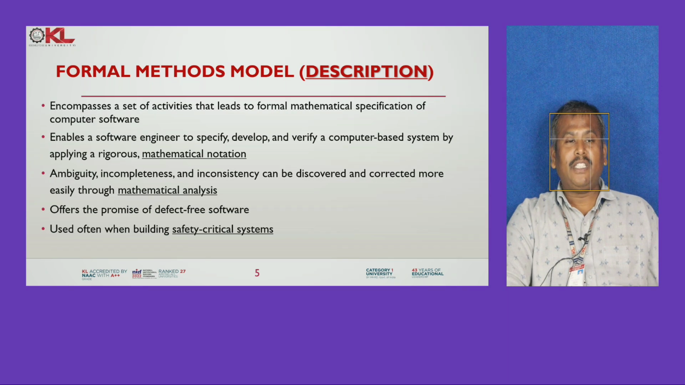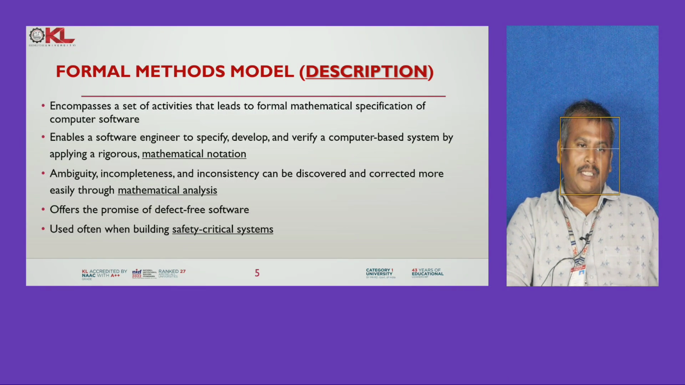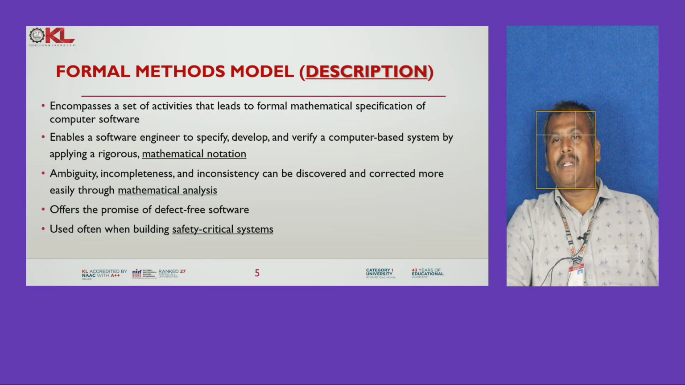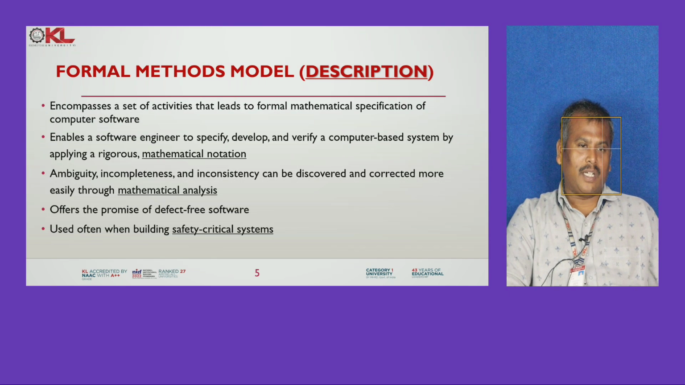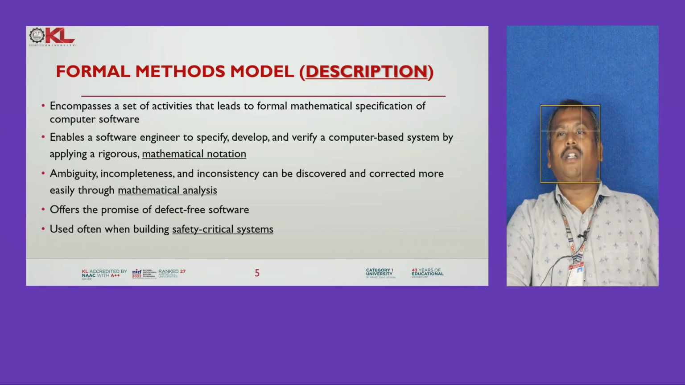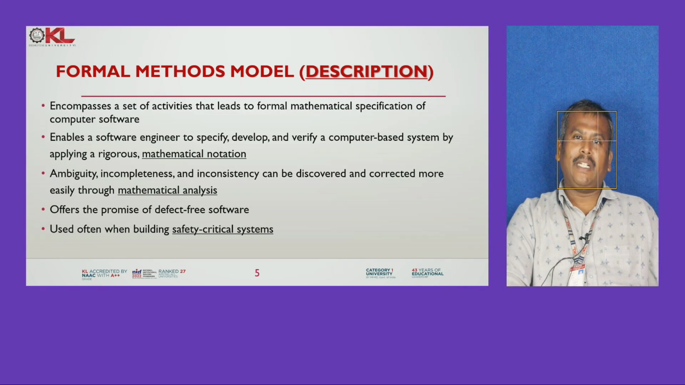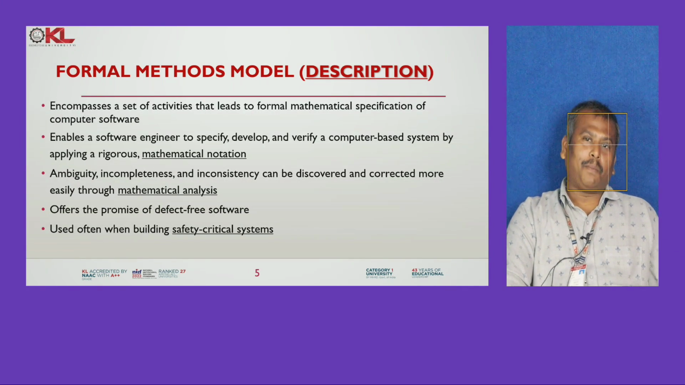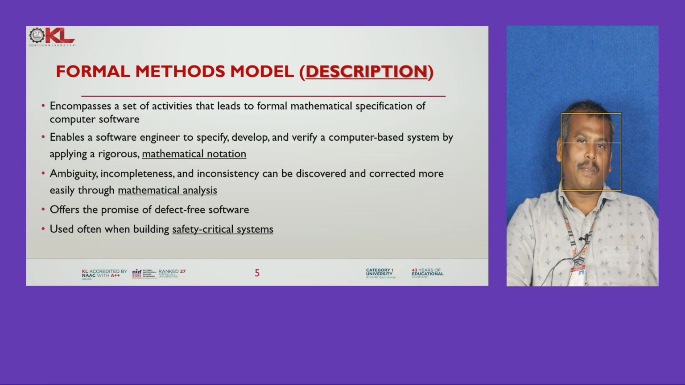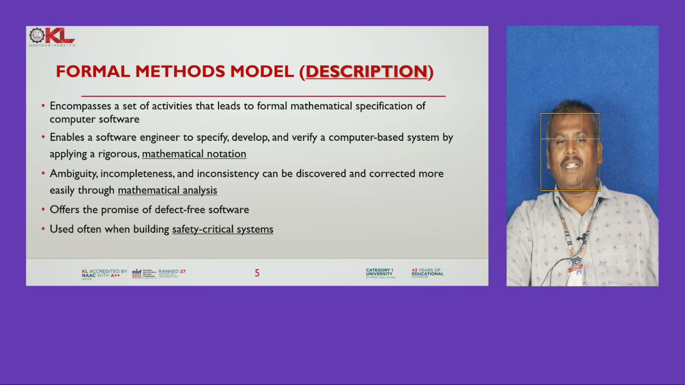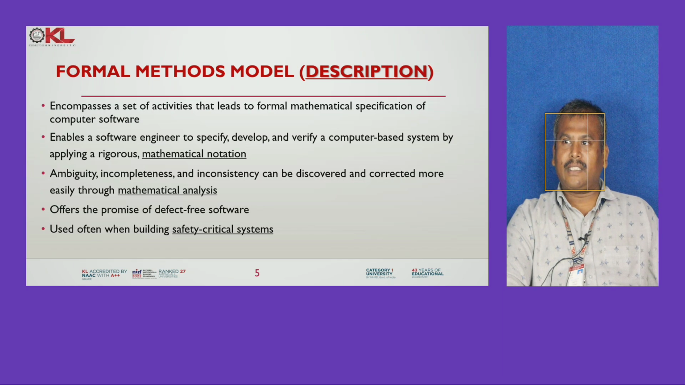When we are going to use this model, what is the advantage that is present? The ambiguity is going to be reduced. What do you mean by ambiguity? The doubt that is present when developing a project is going to be reduced. Incompleteness of a project is going to be solved. Means if the project has not been completed, how we need to make that project complete, what are the steps that are present is going to be identified, and inconsistency is also going to be discovered and corrected. So what do you mean by inconsistency?